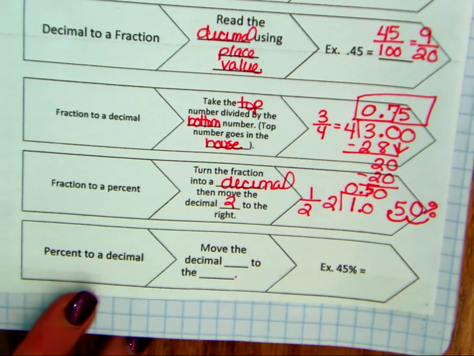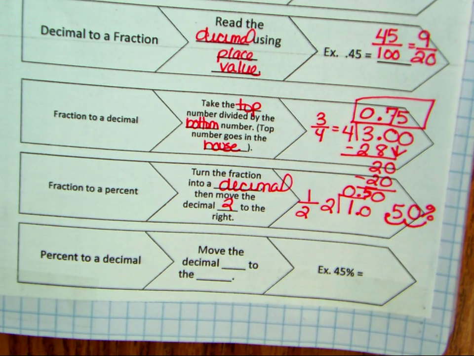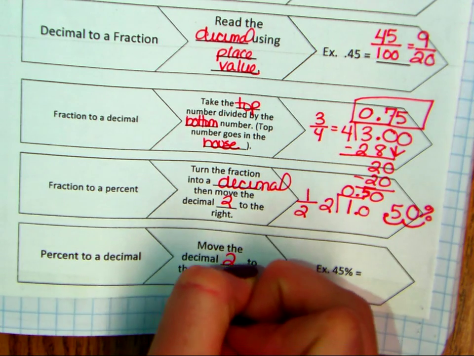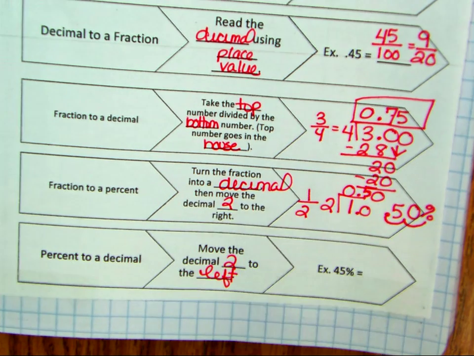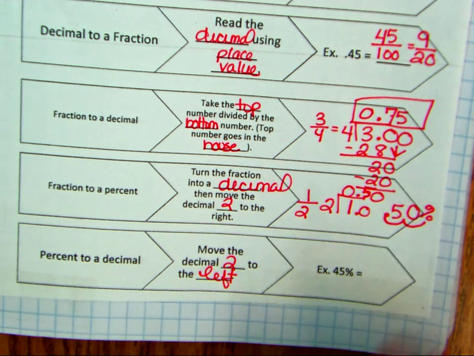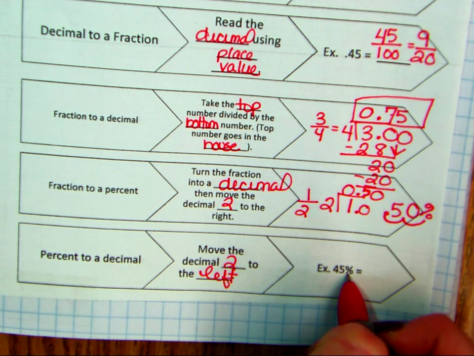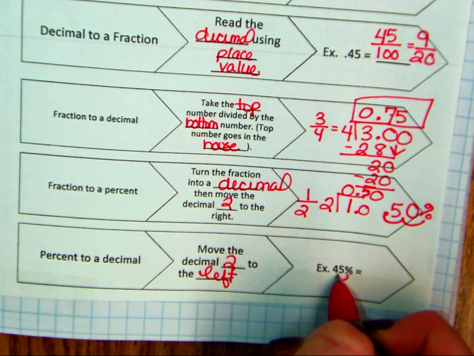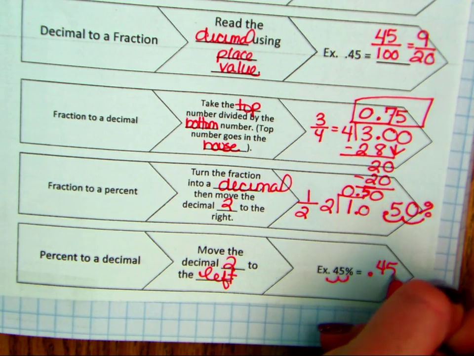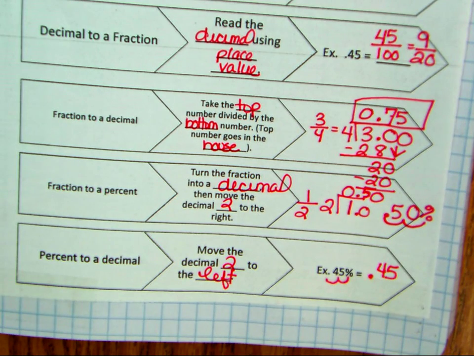Finally, the last one, percent to a decimal. To make a percent a decimal, you're going to move the decimal 2 spaces to the left. The opposite of changing a decimal to a percent, you're going the opposite way. So for example, if I have 45%, I would start at where the percentage sign is, move it twice, and then put my decimal in, and I end up with 0.45.